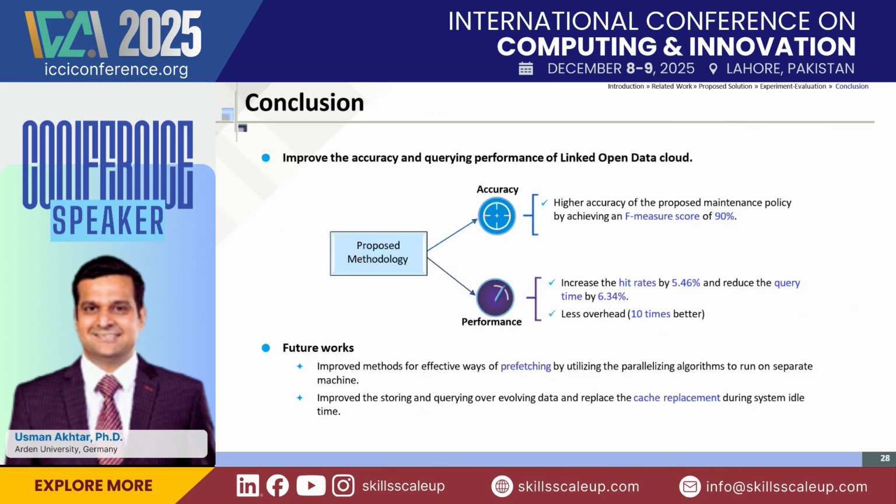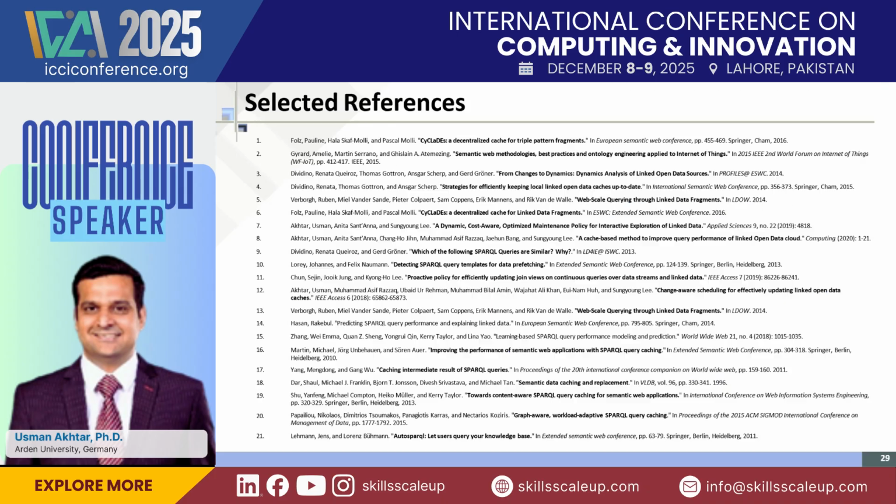So to summarize our experimental results, our approach achieved a 90% F-measure for maintenance quality, demonstrating high accuracy in keeping the cache up to date. We also executed fewer irrelevant updates and achieved higher effectiveness as compared to the existing state-of-the-art approaches. Our system also delivers a hit rate of 90% and lower overhead, making it faster and more resource efficient as compared to the traditional methods. These results confirm that our approach is not only theoretically sound but also practically effective. It addresses the core challenge of querying linked open data and creates a system that is scalable, reliable, and efficient.